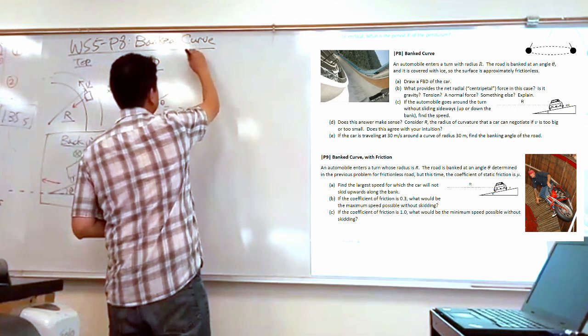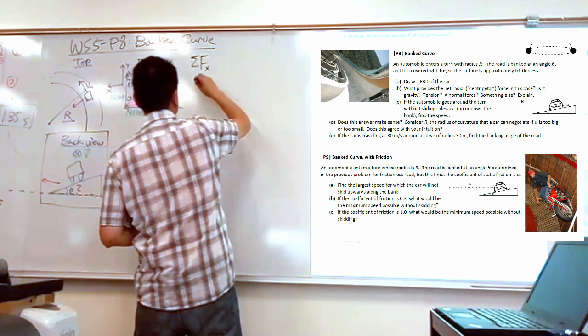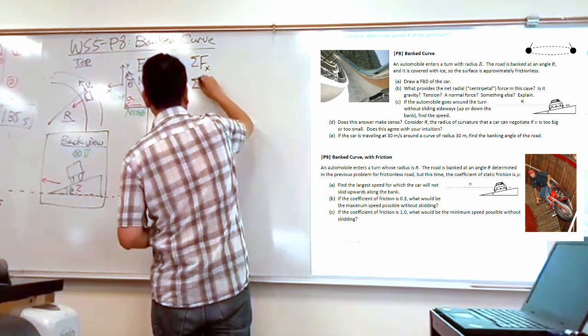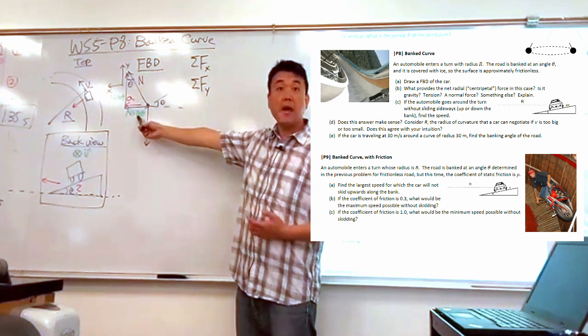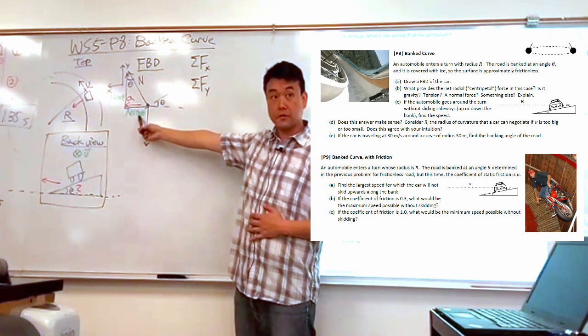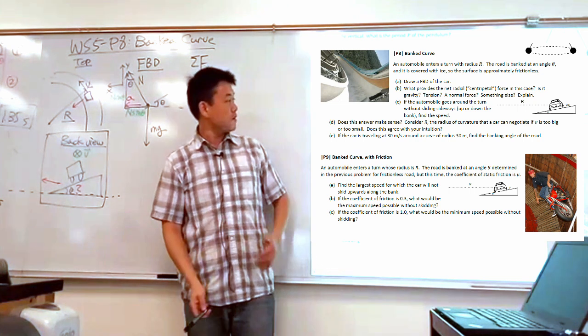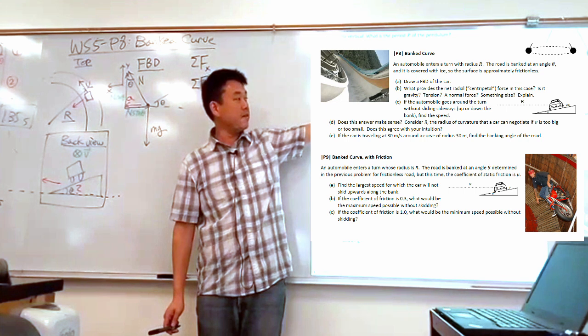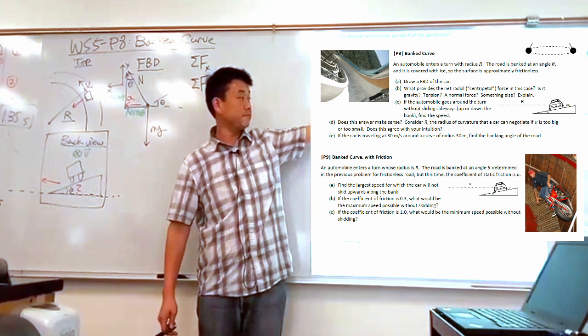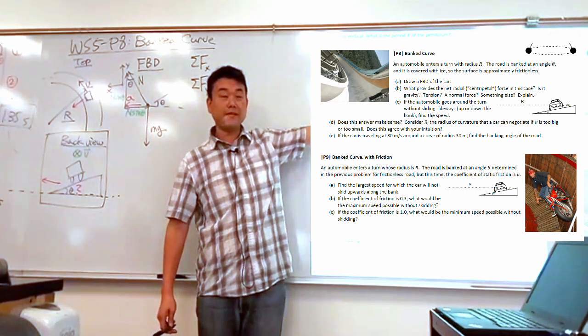So net force in the x direction and the net force in the y direction. There is only one force in the x direction. That's the x component of the normal force. That actually answers part B question. What provides the net radial or centripetal force? What provides that?